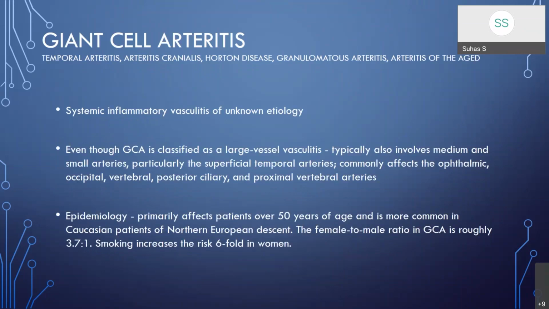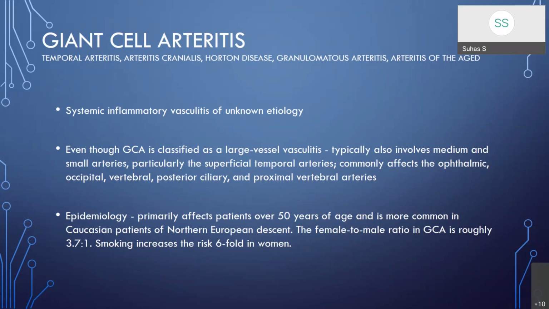This is also known by other names. It was previously called temporal arteritis, arteritis cranialis, Horton's disease, granulomatous arteritis, and arteritis of the aged. This is a systemic inflammatory vasculitis of unknown etiology. Even though it is classified as a large vessel vasculitis, it also involves medium and small arteries. It particularly involves the superficial temporal artery. It can also involve ophthalmic, occipital, vertebral, posterior ciliary, and proximal vertebral arteries.